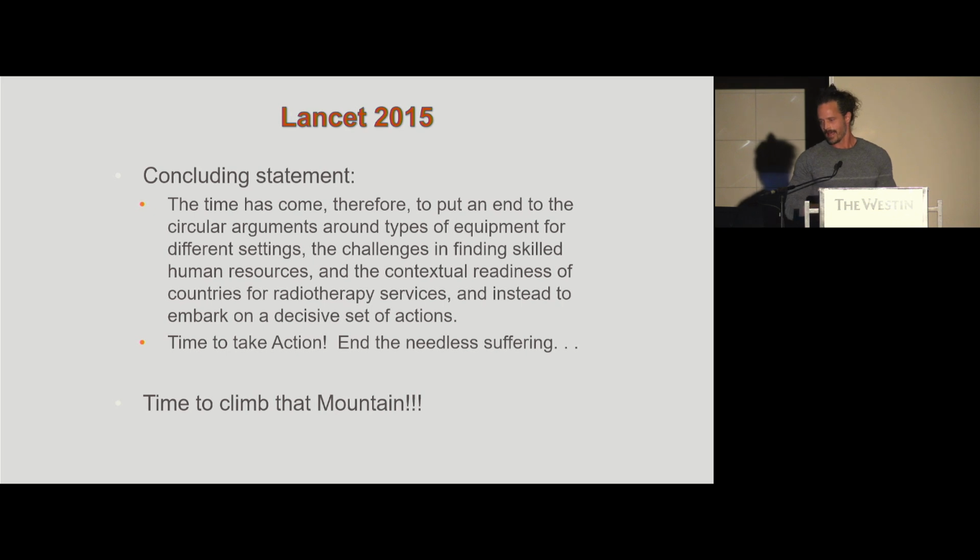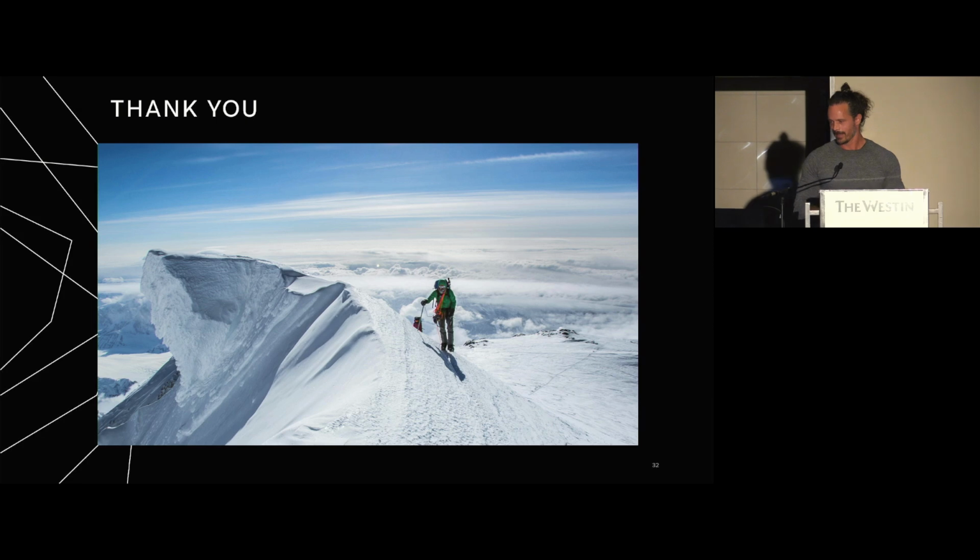and the conclusion that they had way back then, which I think is really pertinent even still today. It says, "The time has come, therefore, to put off the end of circular arguments around types of equipment for different settings, the challenges in finding skilled human resources, and the contextual readiness of countries for radiotherapy service, and instead to embark on a decisive set of actions, time to take action and end the endless suffering, and time to climb that mountain." But thank you all for being here today, and I look forward to getting to know you all better, and thanks.